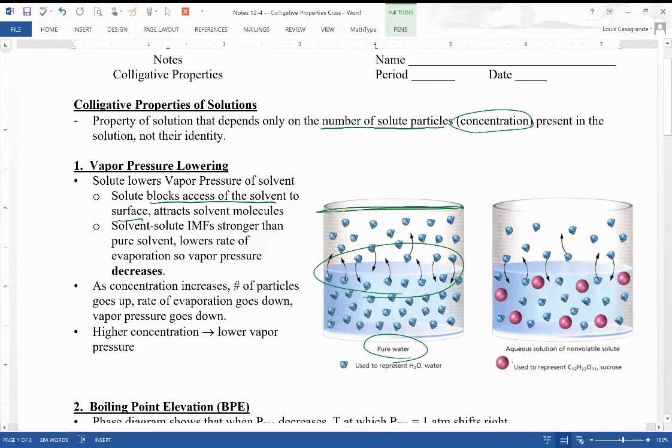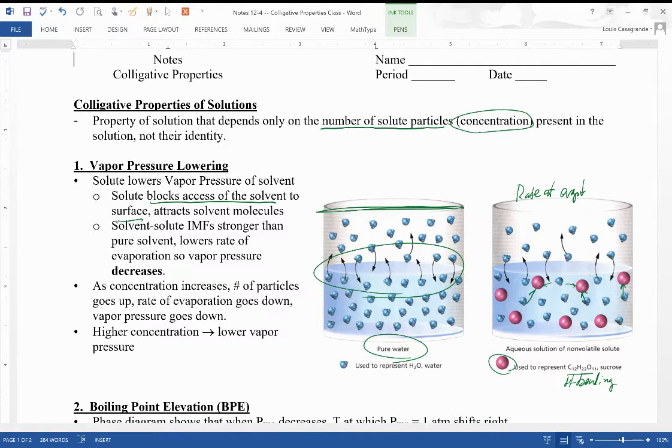So now here we have some sucrose here, but this could be anything. And what the sucrose does is it's going to block access so that molecules of water that otherwise would be able to get to the surface now are blocked. And the other thing it does, I don't have that in the diagram. The other thing it does is attract the water molecules, because we've got lots of H bonding going on here. And so the H bonding can attract the water molecules. And what it does is it reduces the rate of evaporation. So now the rate of evaporation goes down.